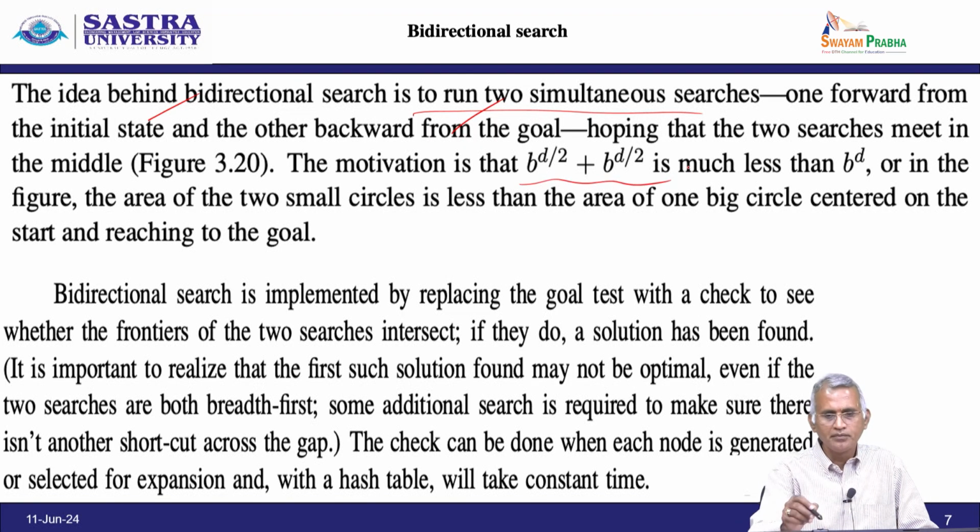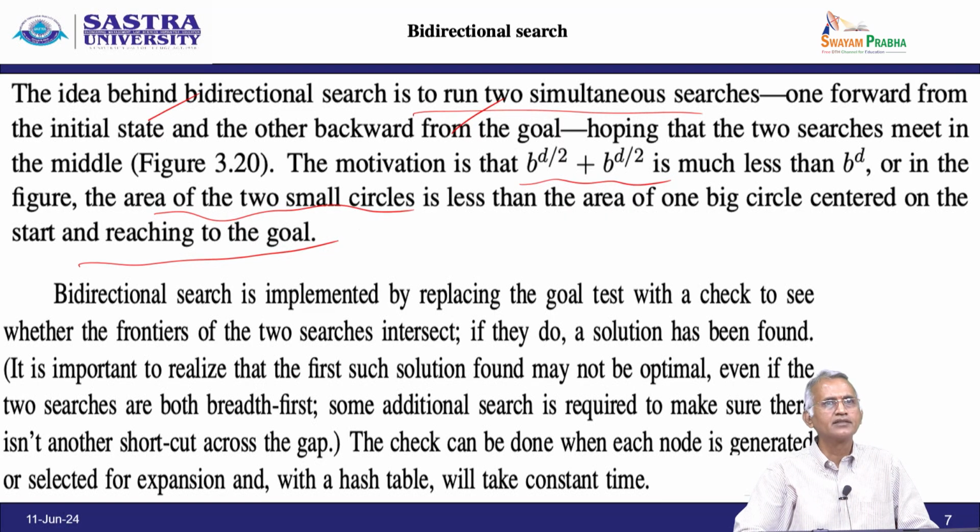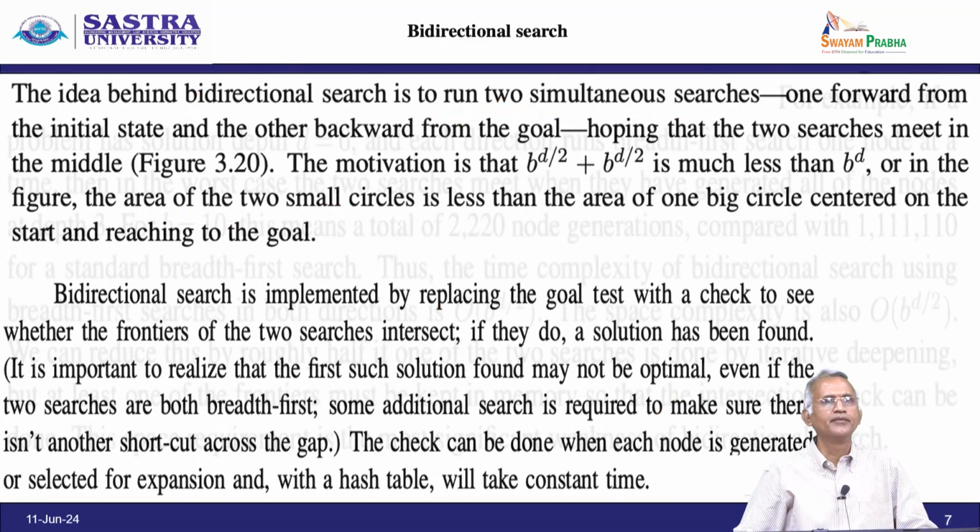So, the motivation is that b power d/2 plus b power d/2 is much less than b power d, or in the figure, the area of the two small circles is less than the area of the one big circle centered on the start and reaching to the goal. The bidirectional search is implemented by replacing the goal test with a check to see whether the frontiers of the two searches intersect. If they do, a solution has been found. The check can be done when each node is generated or selected for expansion, and with a hash table it will take constant time.